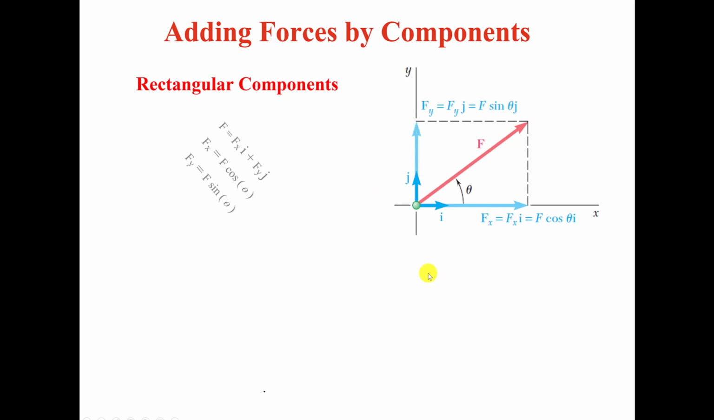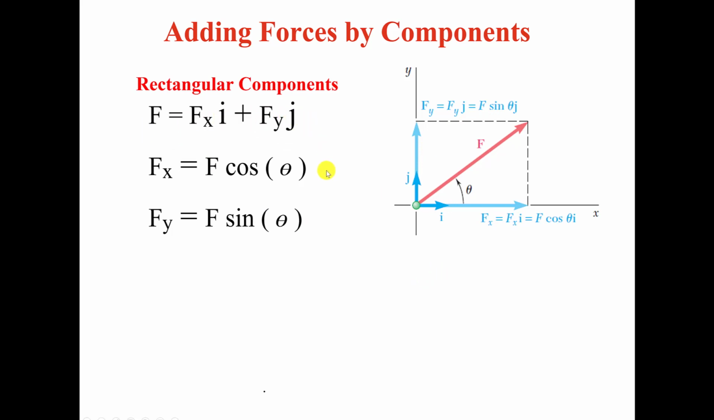But in a different situation, if the angle is theta with the other direction, then you're going to switch. If the angle theta is between the y-axis and F, then you use cosine with the y-axis and sine with the x-axis. So as you can see here, the force is equal to Fx in the i direction plus Fy in the j direction. How do you calculate Fx? It is F cosine theta, and Fy is F sine theta.